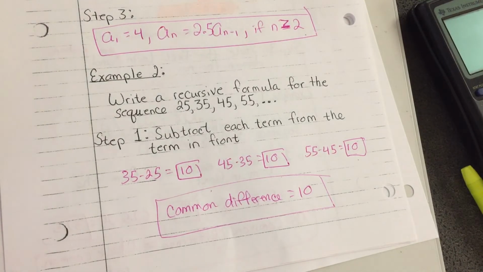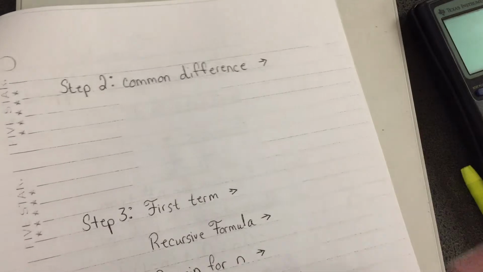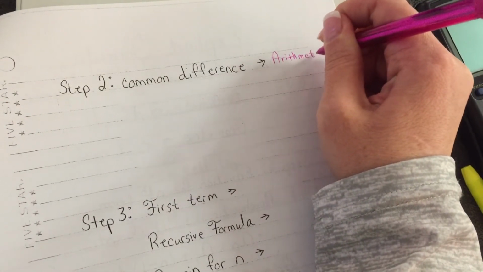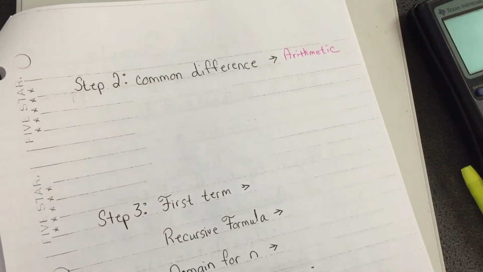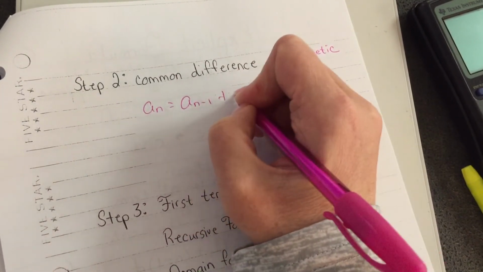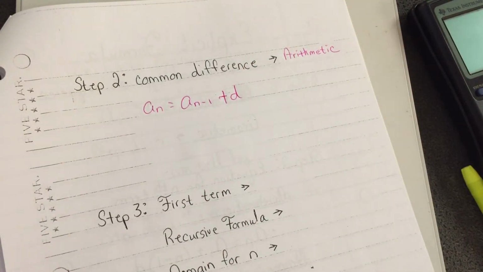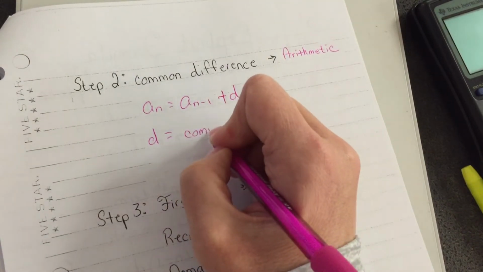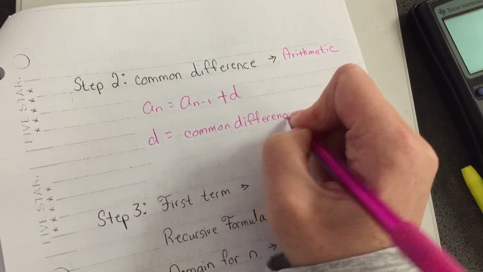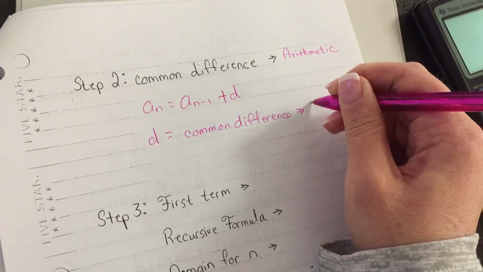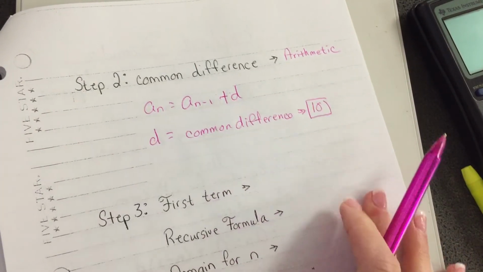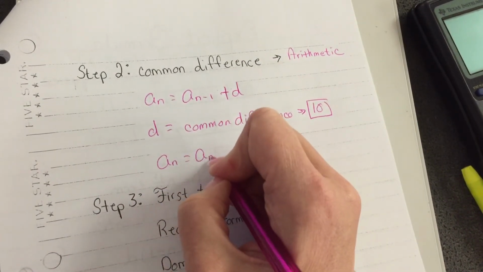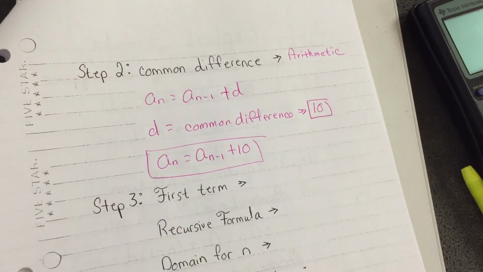If I have a common difference, what kind of equation are we going to write? Arithmetic. So step 2, since I have a common difference, we use the arithmetic nth term equation, which is a sub n equals a sub n minus 1 plus d. What's my common difference? 10. So all we do is plug the value of d into the equation: a sub n equals a sub n minus 1 plus 10. Now what if my common difference was negative 5? Can that happen? Yes. Would I put plus negative 5? No, I would just write minus 5.